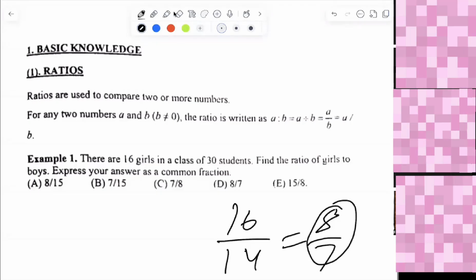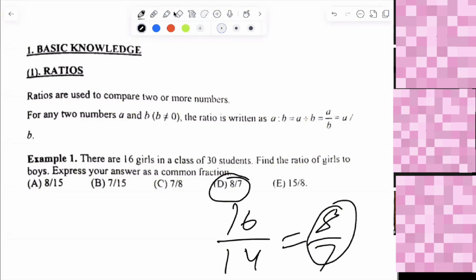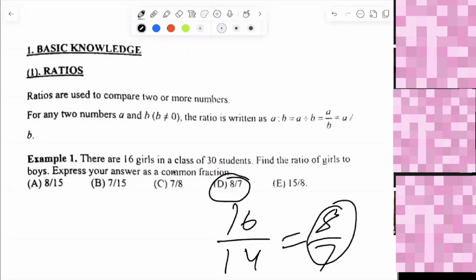So the answer to the question is just D. There are 14 boys and 16 girls. That's just 8 divided by 7.